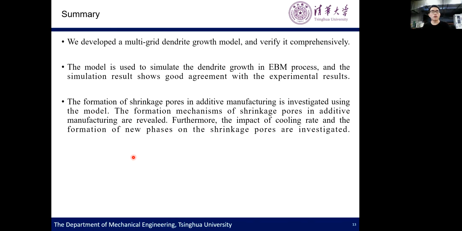Then is the summary. First, we develop a multigrain dendrite growth model and verify it comprehensively. Second, the model is used to simulate the dendrite growth in the EBM process, thereby verifying its applicability in additive manufacturing conditions. And third, we use this model to investigate the formation mechanism of shrinkage cage pores in additive manufacturing, and investigate the impact of cooling rates and the formation of new phases on the shrinkage cage pores.